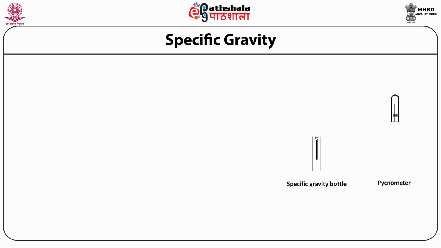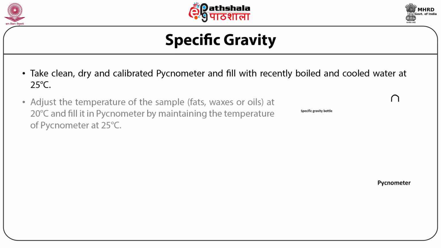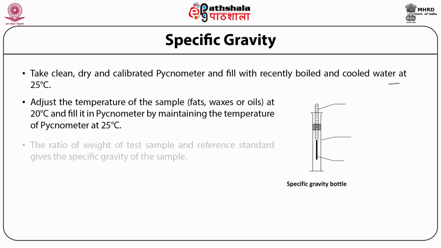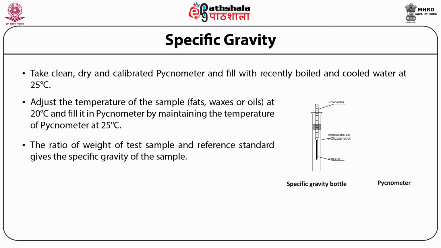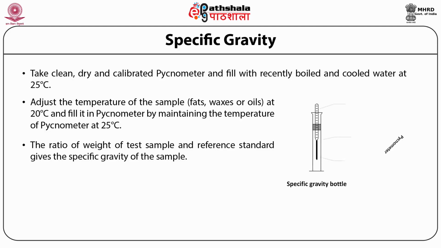First method, we take a clean, dry, calibrated pycnometer and fill it with recently boiled and cooled water at 25 degrees Celsius. We adjust the temperature of the sample at 20 degrees Celsius and fill it in the pycnometer by maintaining the temperature. The ratio of the weight of the test sample and the reference standard gives the specific gravity of the sample. On the right hand side, we have these specific gravity bottles or pycnometers, which are used for determination of the specific gravity.